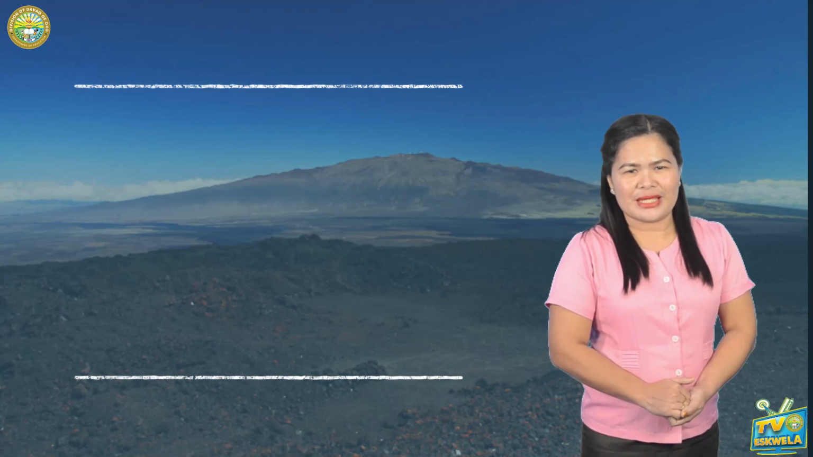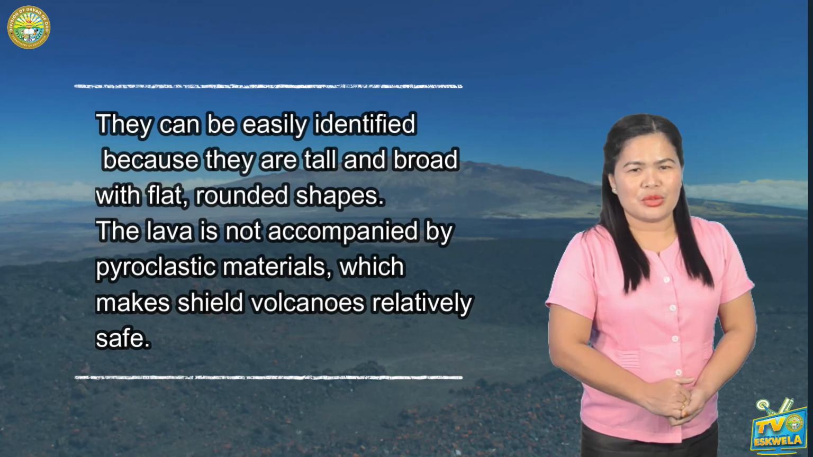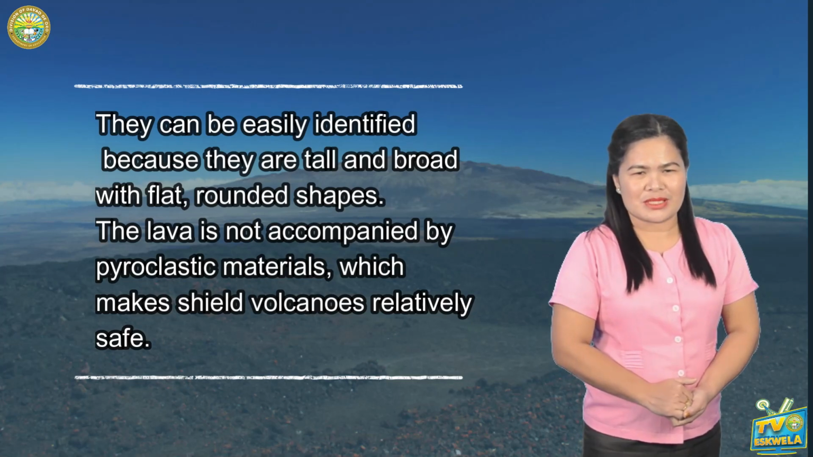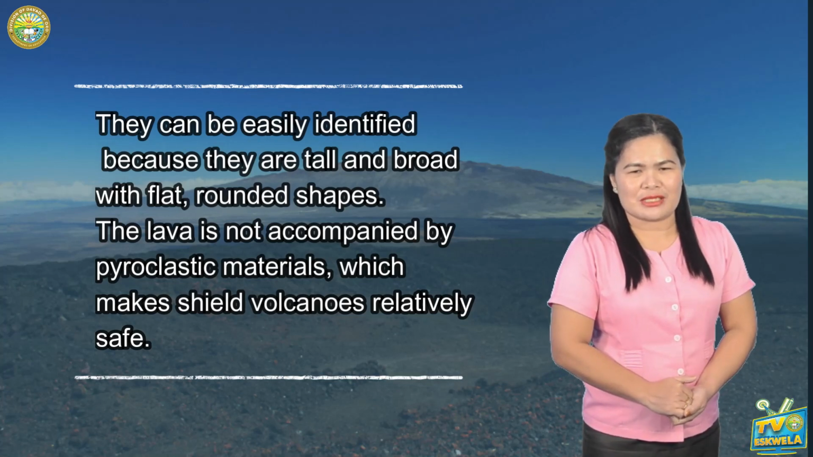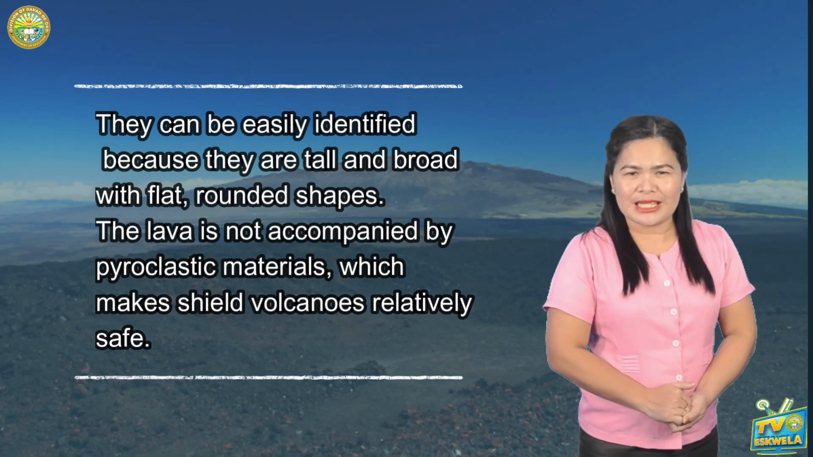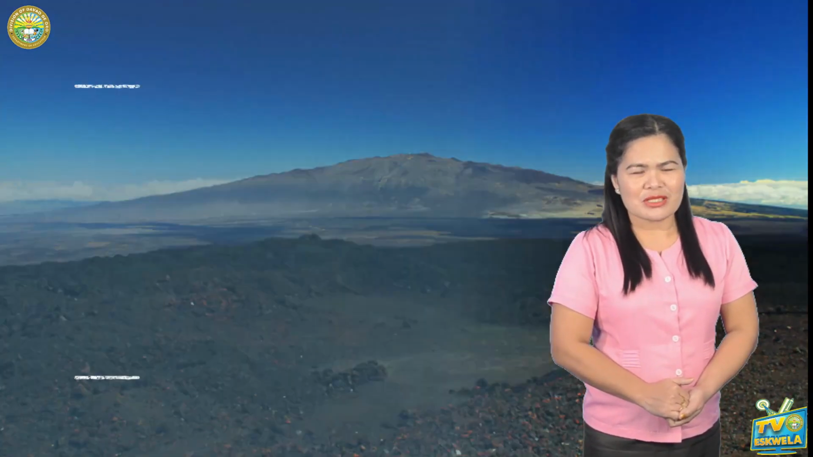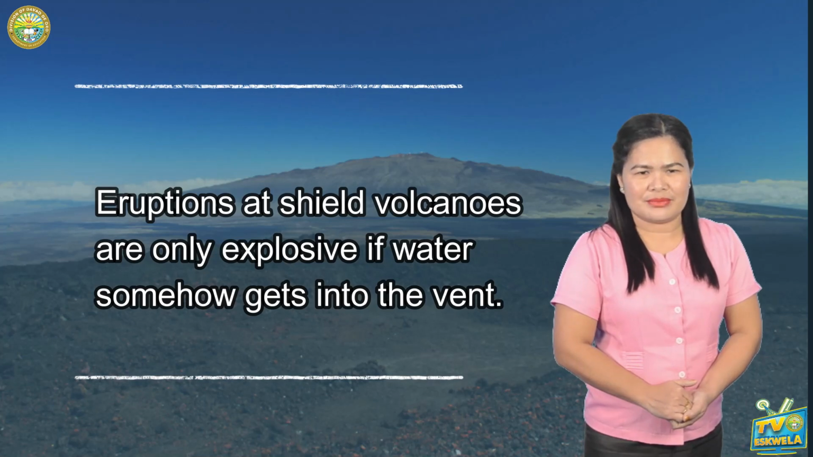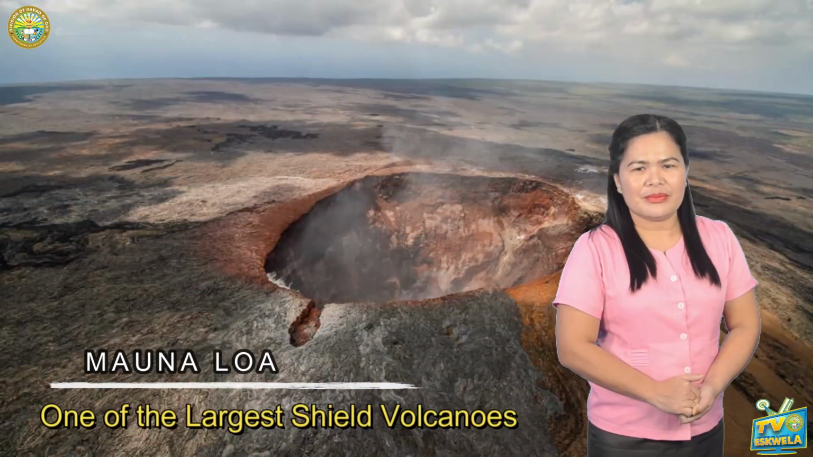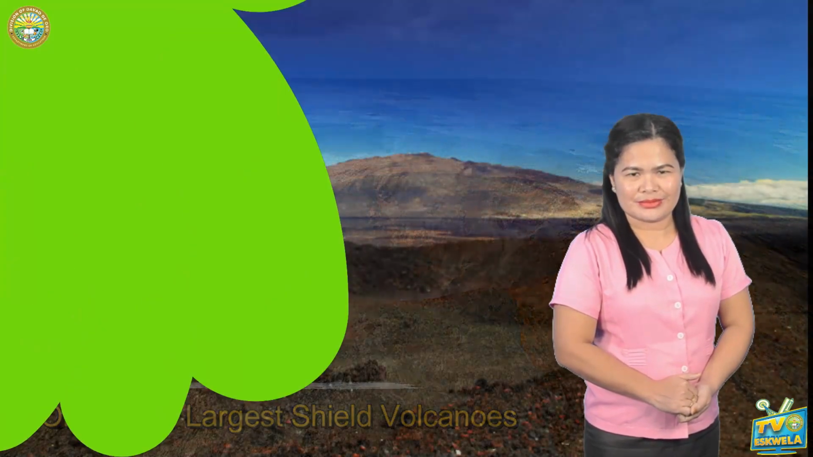They can easily be identified because they are tall and broad, with flat, rounded shapes. The lava is not accompanied by pyroclastic materials, which makes shield volcanoes relatively safe. Eruptions at shield volcanoes are only explosive if water somehow gets into the vent. Mauna Loa in Hawaii is one of the largest shield volcanoes.